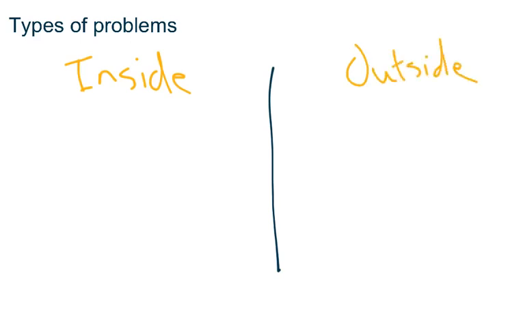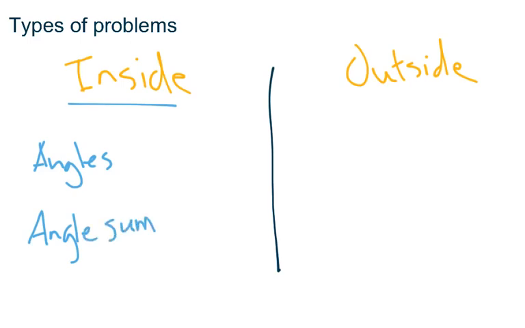Now, when we're talking about inside problems, we're going to be talking about angles of triangles. And what's super important to remember and to know about triangles, if you don't already know, is that the angle sum of a triangle is 180 degrees. So in a triangle, regardless of what three angles you have, they better add up to 180.